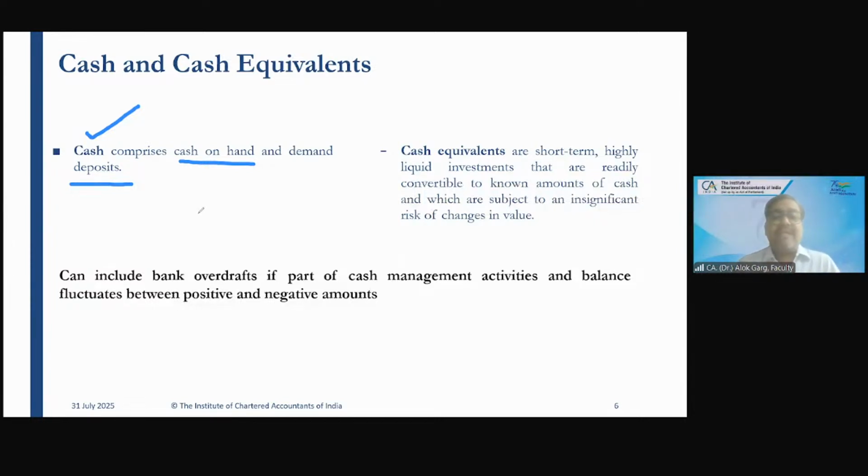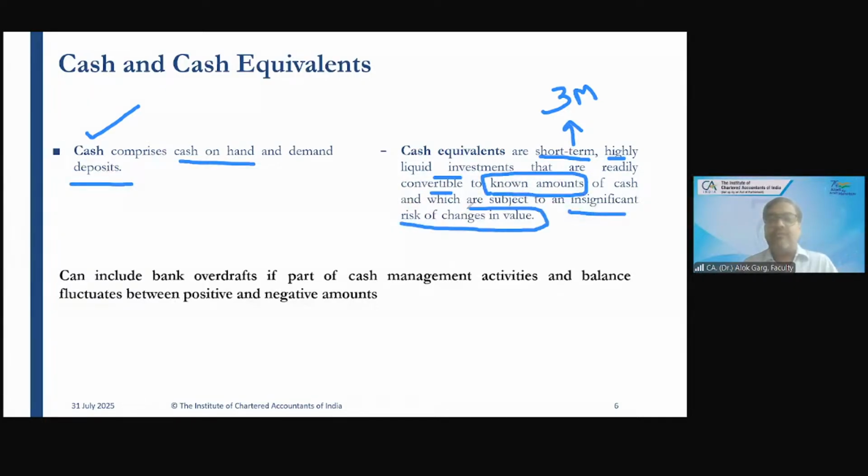What is meant by cash equivalent? Cash equivalents are short term. Short term means within 3 months. Cash equivalents are short-term, highly liquid investments that are readily convertible to known amounts of cash, which are subject to an insignificant risk of change in value.